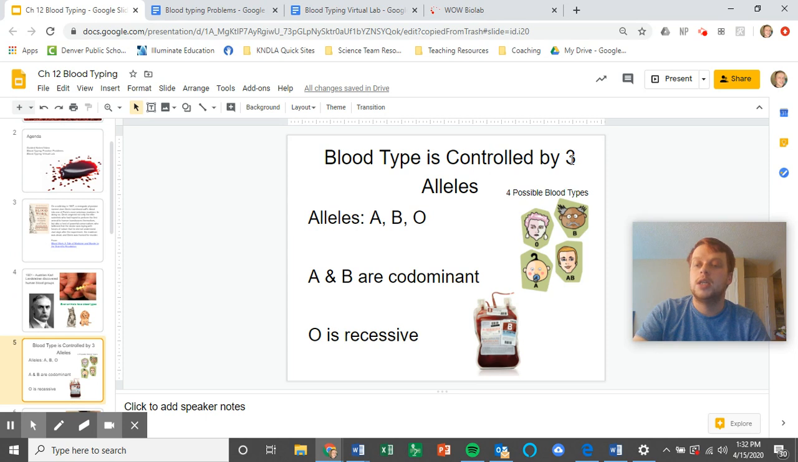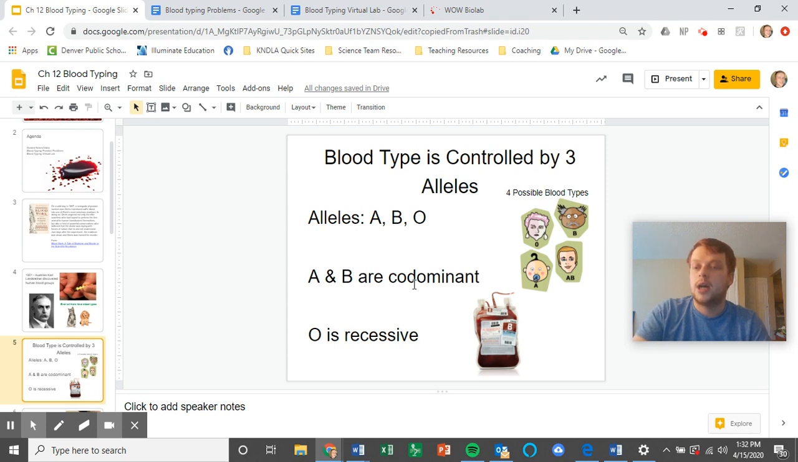So blood type is controlled by 3 different alleles. It's a multiple allele inheritance system. And the alleles are A, B, and O. Because there are 3 different types of alleles, there are actually 4 different blood types you can have. So a person can be type A, type O, type B, or type AB.